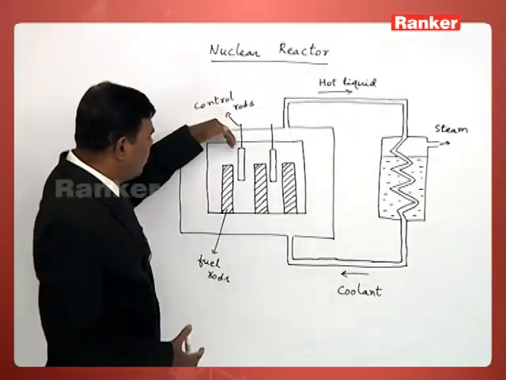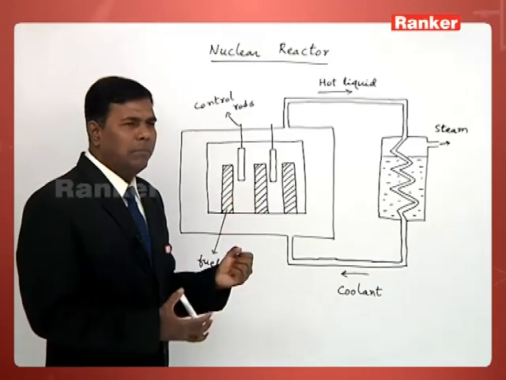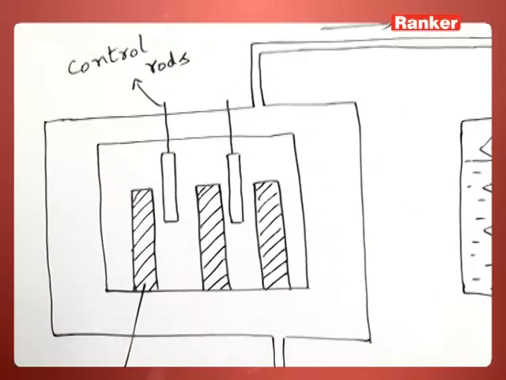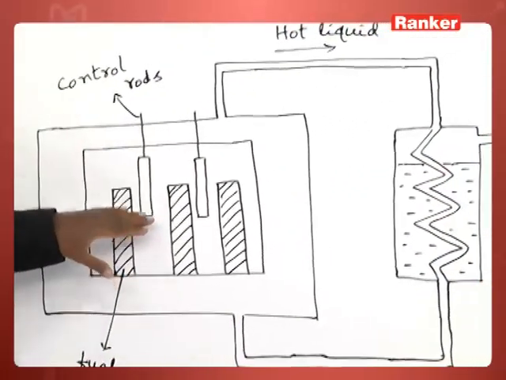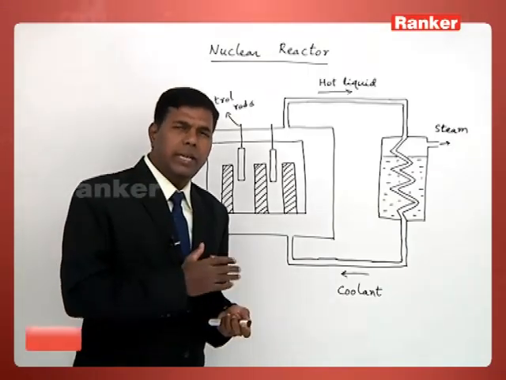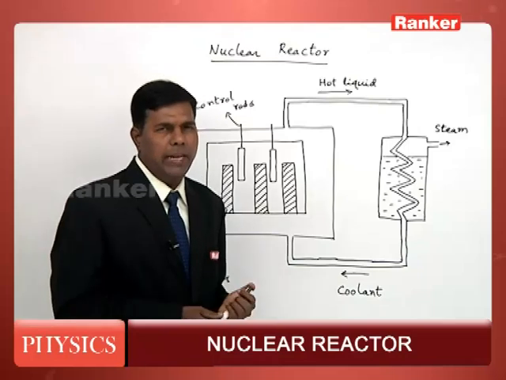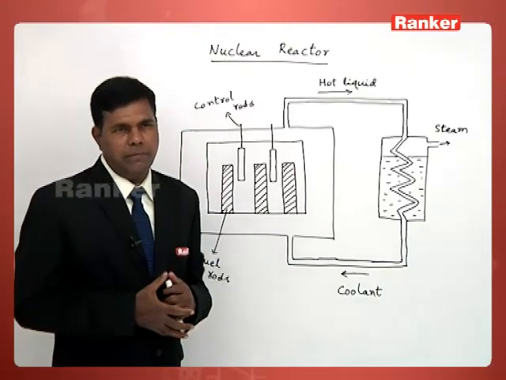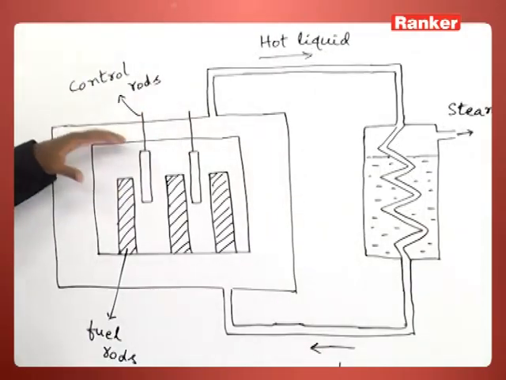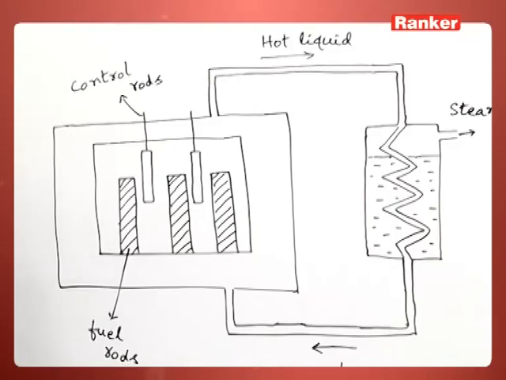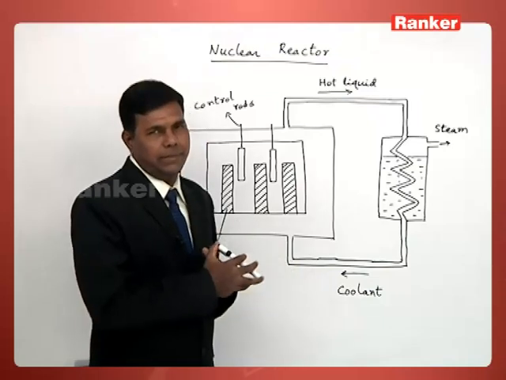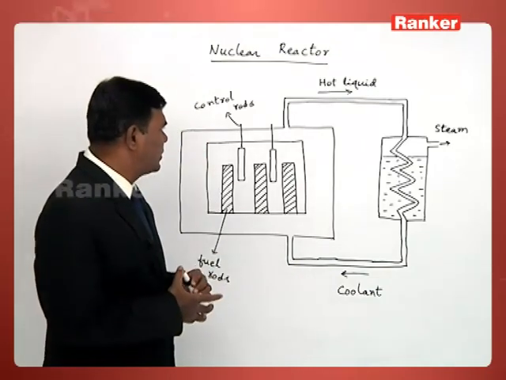Suppose these rods are moved inside the reactor, they will absorb more and more neutrons, and the chain reaction process is slowed down. On the other hand, if the control rods are moved outside, then more and more neutrons are emitted. The chain reaction will continue producing more and more energy. So depending on your requirement of energy or electric power, the control rods can control the number of neutrons, thereby controlling the chain reaction in the reactor. That's the purpose of control rods.